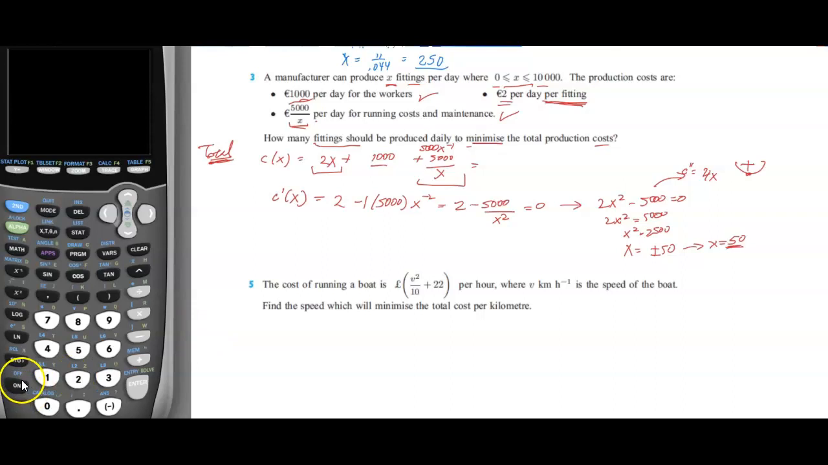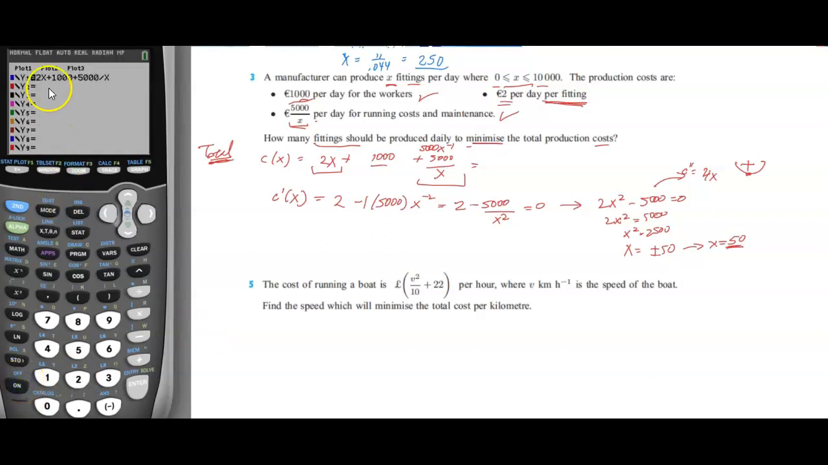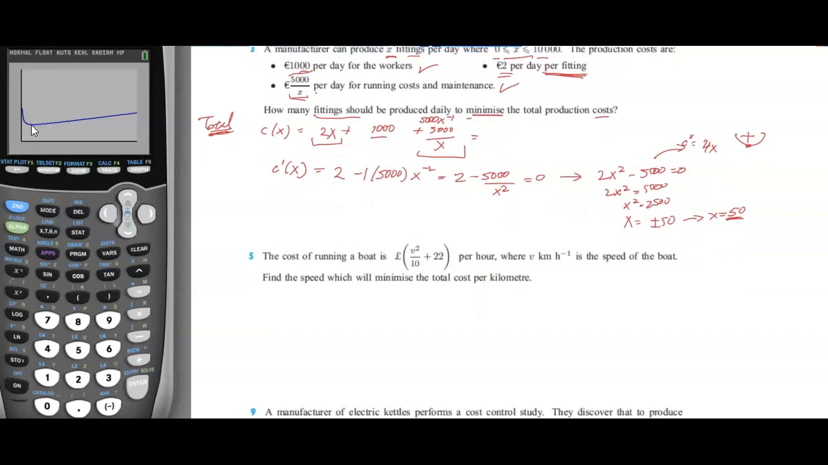By the way, another way you could do this without calculus is to put the original C function in the calculator, graph it, and when you graph it, you can see there's a minimum point right here. We can find that, of course, by doing second calc minimum. Okay? Let's go on to number 5.